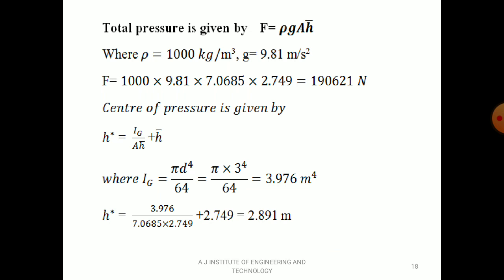Therefore center of pressure is given by S star equal to Ig divided by A into H bar, plus H bar. So Ig, we already calculated in the previous problem, pi d to the power 4 divided by 64. So that is equal to pi into 3 to the power 4 divided by 64, that is equal to 3.976 meter to the power 4. S star equal to 3.976 divided by 7.0685 into 2.749, plus 2.749, that is equal to 2.891 meter. This is the position of center of pressure from the free surface.